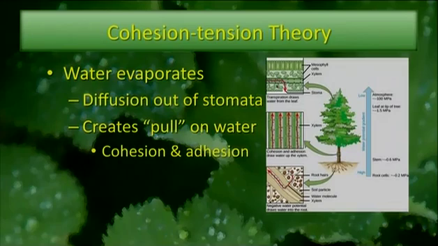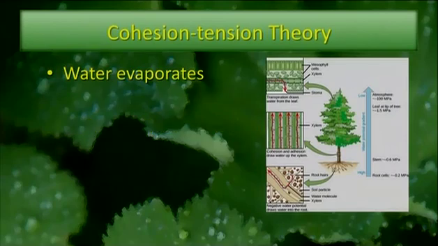The xylem of the leaf is connected to the xylem of the stem. The xylem of the stem is connected to the xylem of the root. So what you have is a pull of water molecules. The evaporation of water molecules from the leaf creates a pull on the water molecules through the stem, from the root, from the soil. That pretty much is cohesion and adhesion.